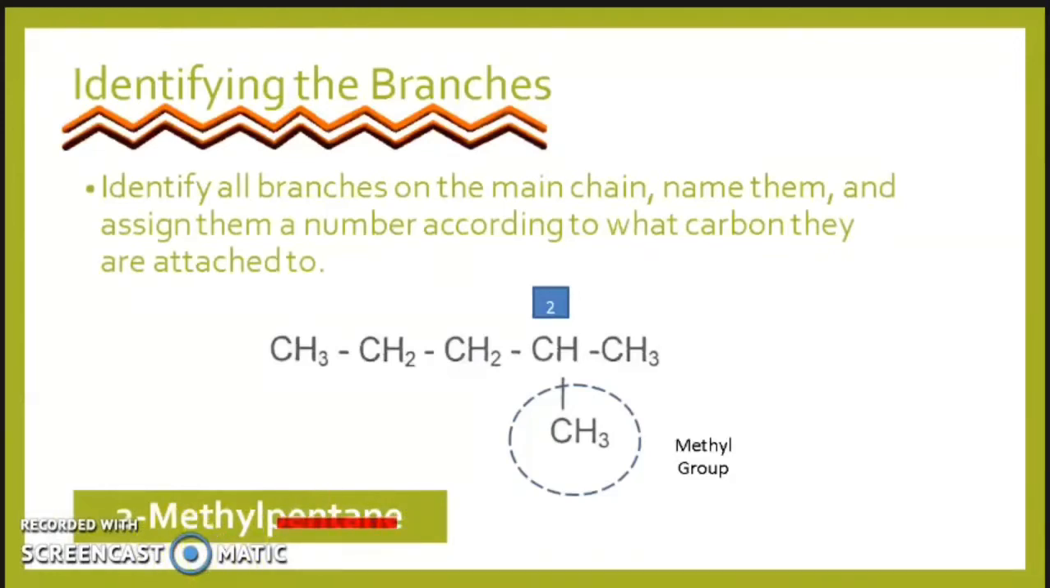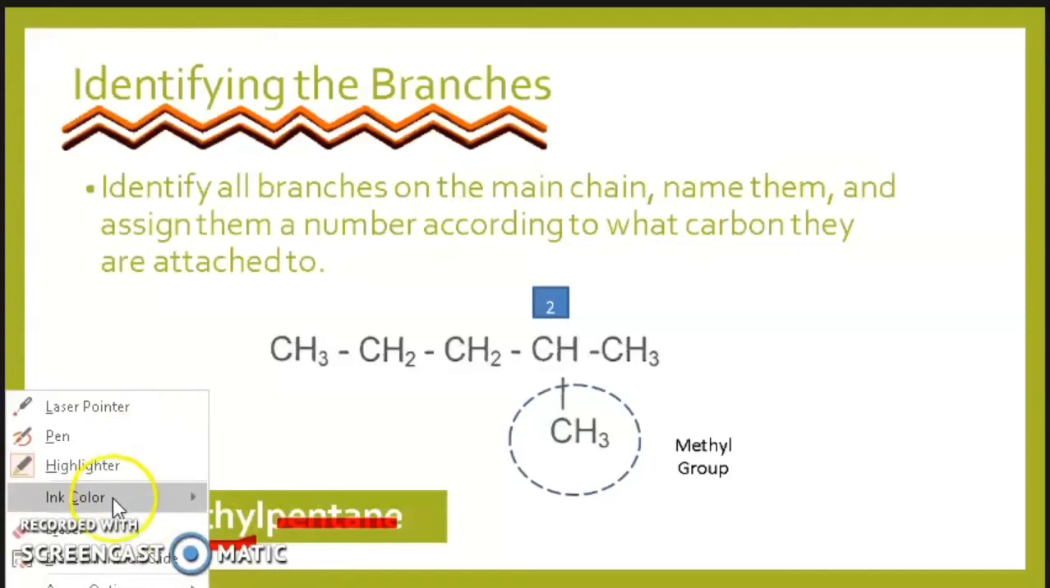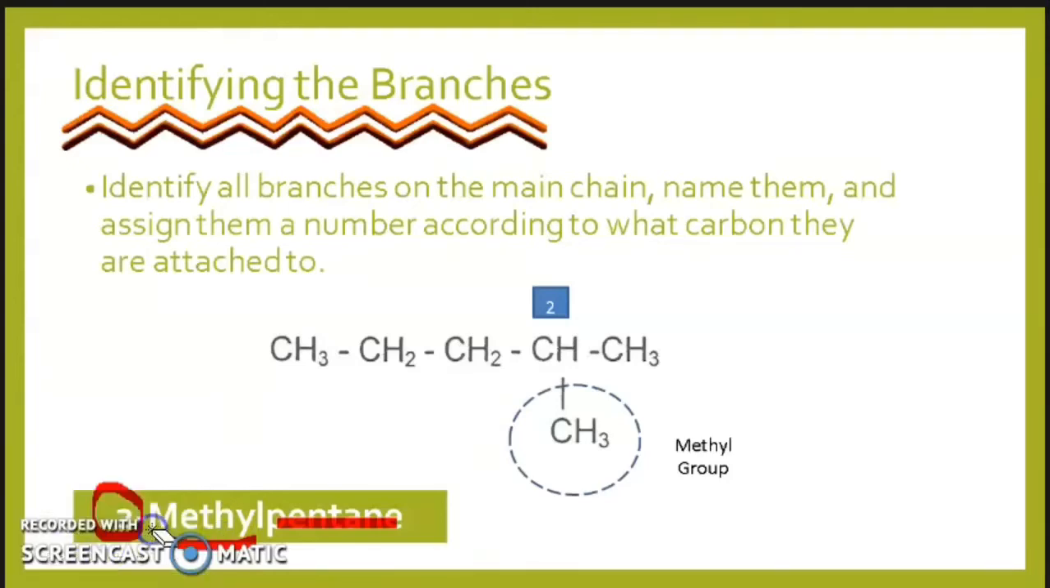Then we precede it by the name of the substituent or the branch, which is methyl, and we precede that by the number at which this methyl group is connected, which is number 2. So the name becomes 2-methylpentane. The number and the letter are separated by a dash.